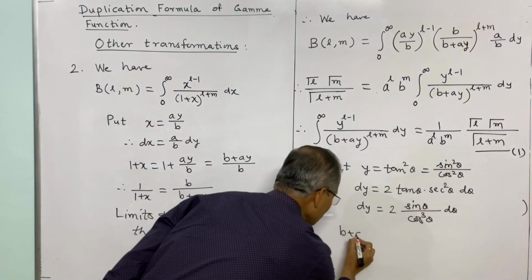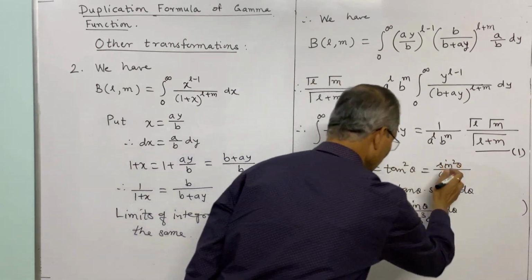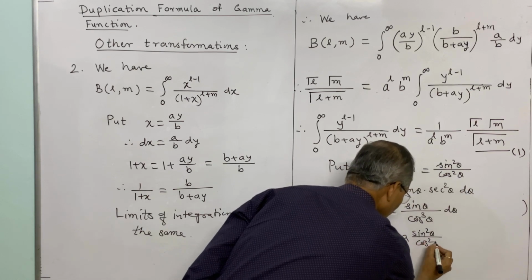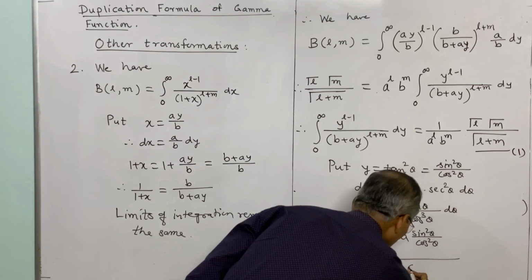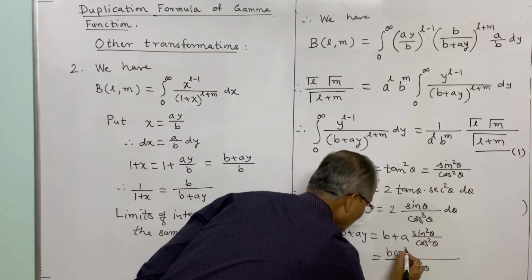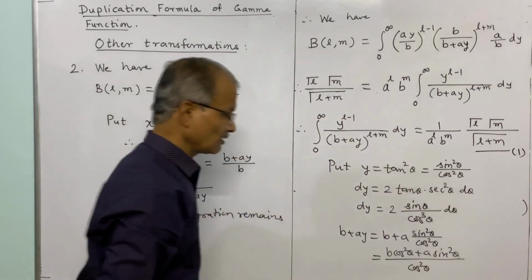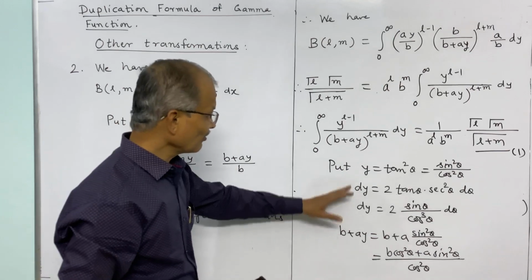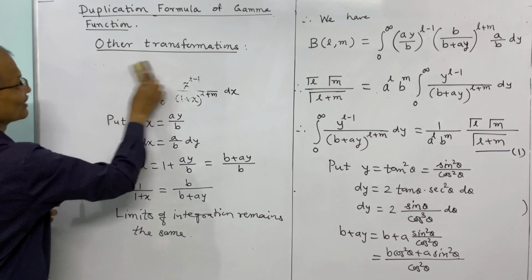And what about b plus a y? Also b plus a into y, y is tan square theta, that is sine square theta divided by cos square theta. And this is equal to, we take the LCM as cos square theta, and the numerator will be b cos square theta plus a sine square theta. This is what is b plus a y. And thus we have 1 over b plus a y will be reciprocal of this. And so I shall write here.